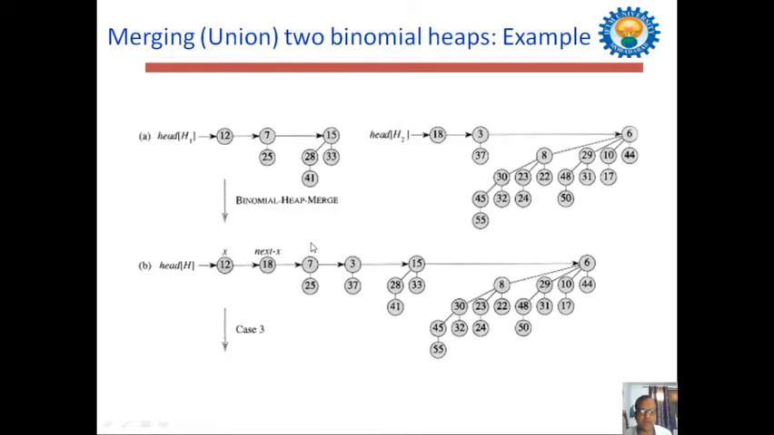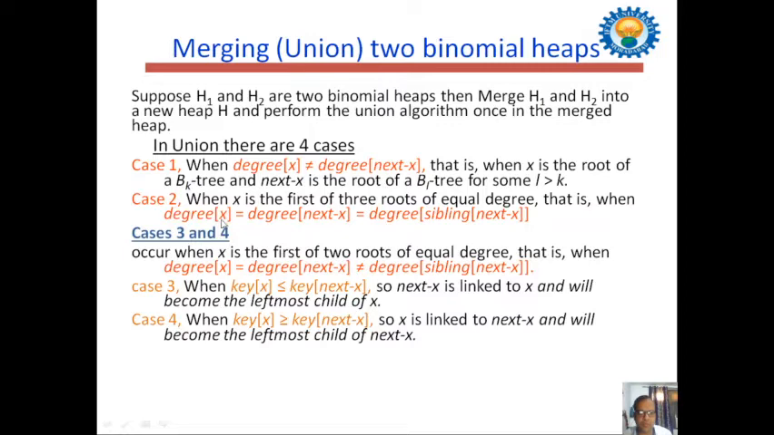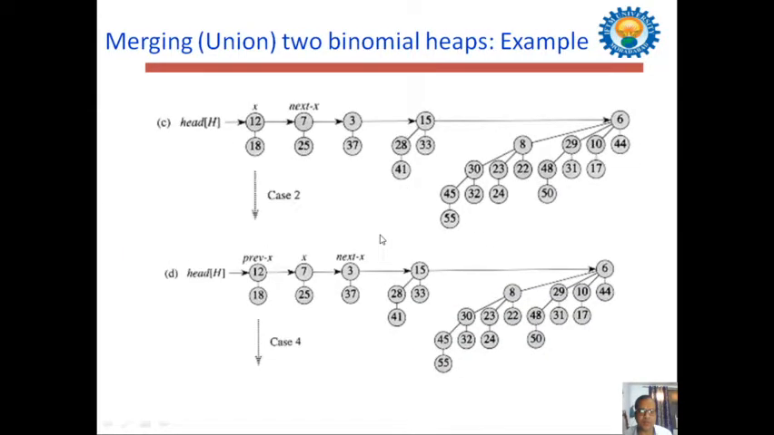So which is the case here when there are 3 nodes? So this is case 2 when degree of x equals degree of next of x equals degree of sibling of next of x. So what we did in this case, we simply move further in the root list. So this will become the x now here, and again we will check the degrees of x, next of x and sibling of next of x. Here degree of x equals degree of next of x but not equal to degree of sibling of next of x.